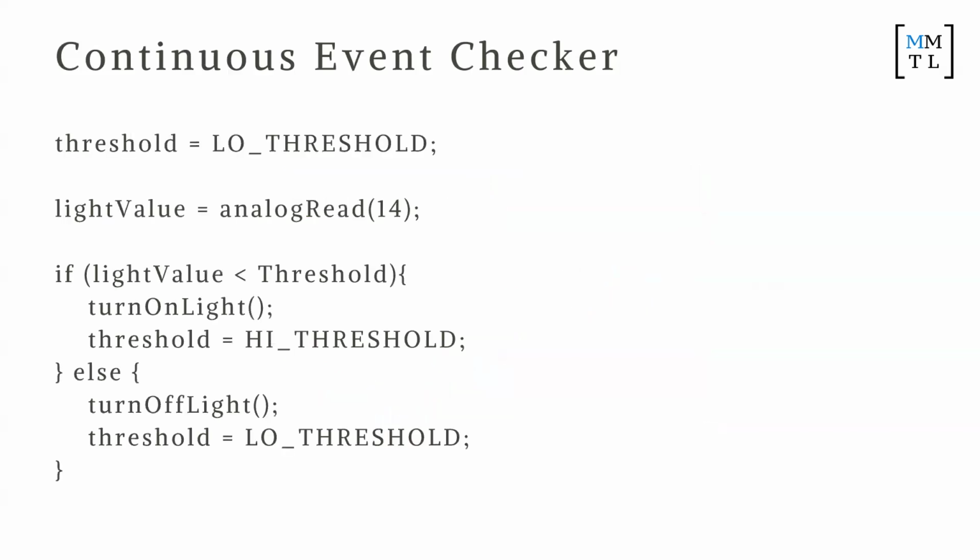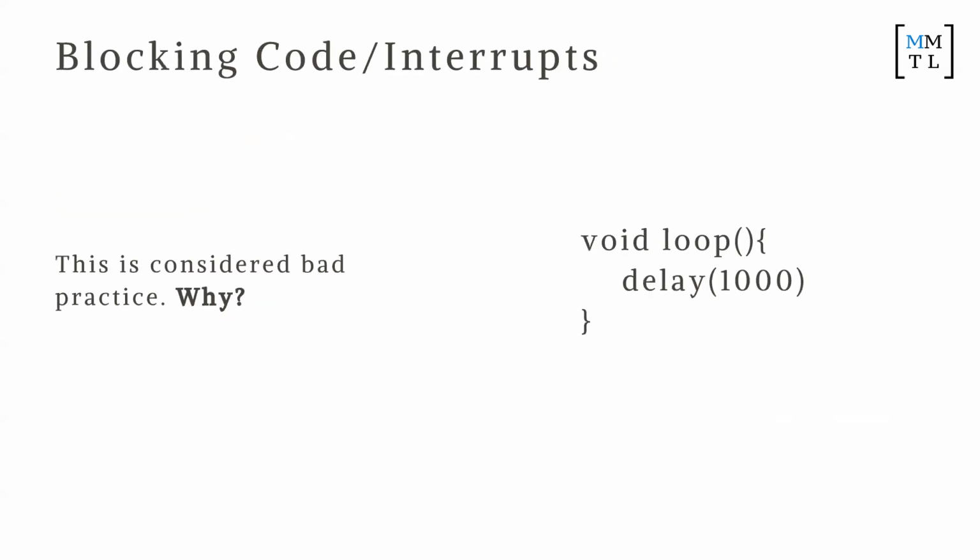So what does that look like in code? In code, it's again very simple. Say we're reading a light value, analog read. If the light value is below this threshold, then we turn on the light and then we switch the thresholds. Otherwise, if it's above this threshold, then we turn off the light and then we switch the threshold again. So again, a very simple software pattern, but it really smooths the behavior of devices that you might have.